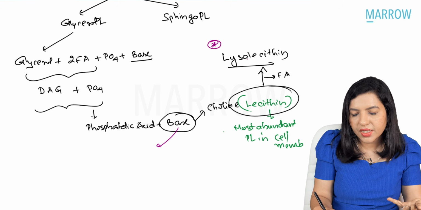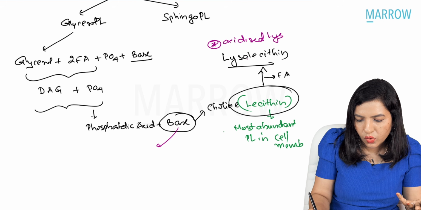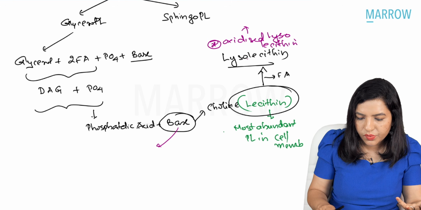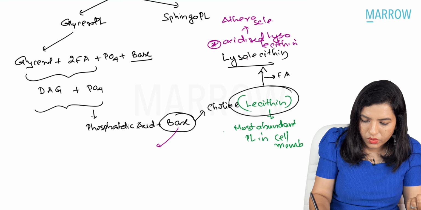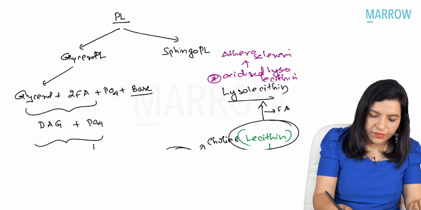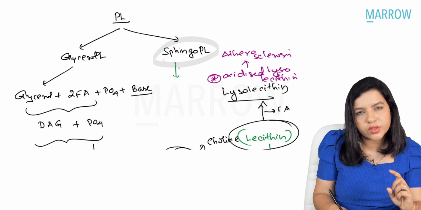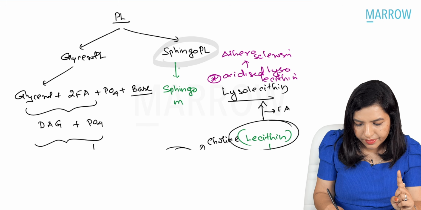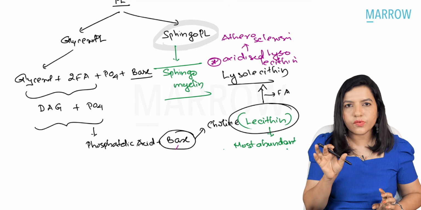What is the clinical significance of lysolecithin? Oxidized lysolecithin is associated with atherosclerosis. That is the peculiarity of lysolecithin. And what I have left here is the sphingophospholipid. In the sphingophospholipid, just remember there is only one, and that is sphingomyelin. Okay, so that is very shortly about the phospholipids.